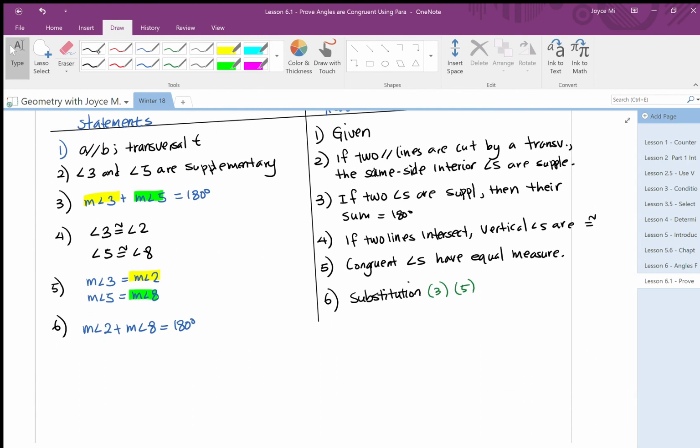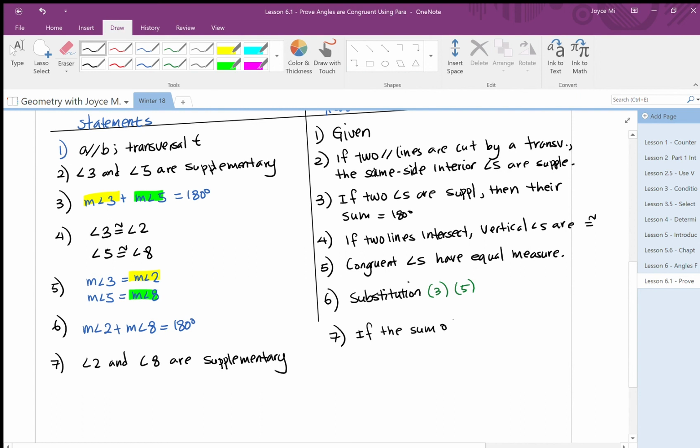So let's write a final step. Step 7, I could say angle 2 and angle A are supplementary. The reason for that is if the sum of two angles is equal to 180, then they are supplementary. Okay, so this completes the proof for this theorem.